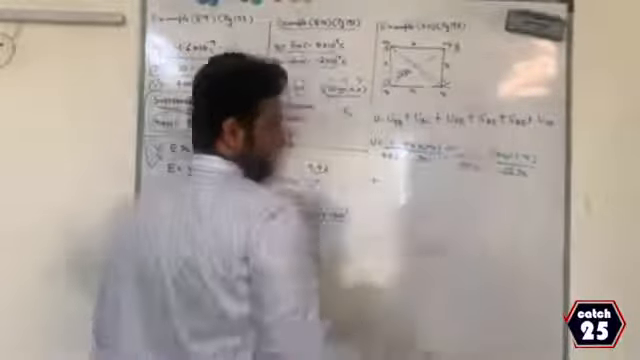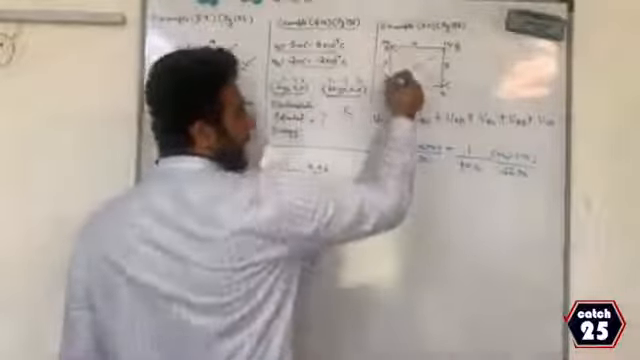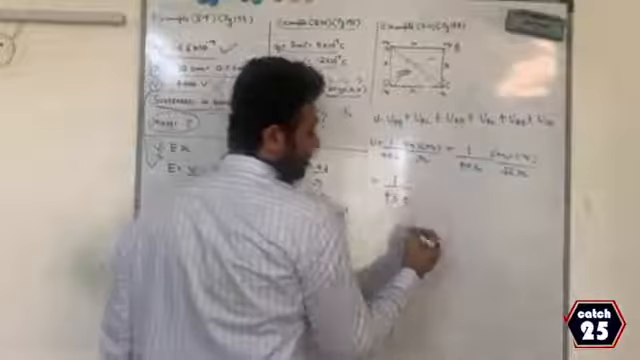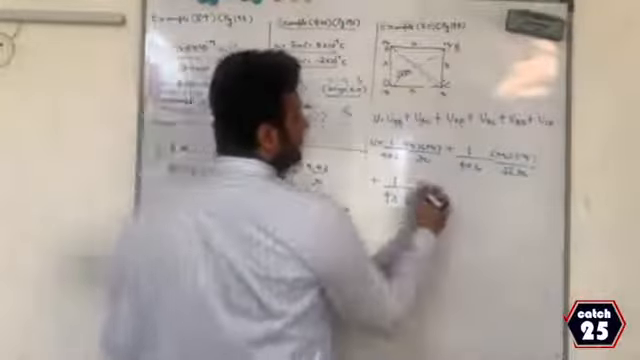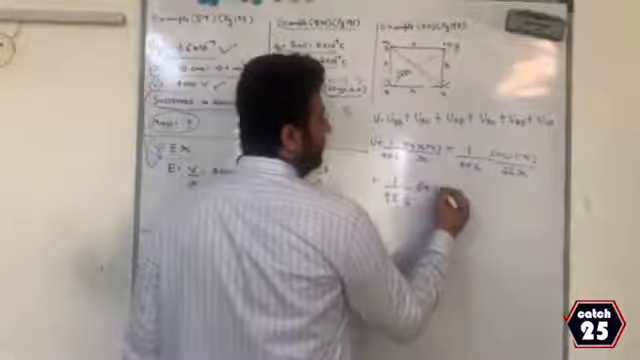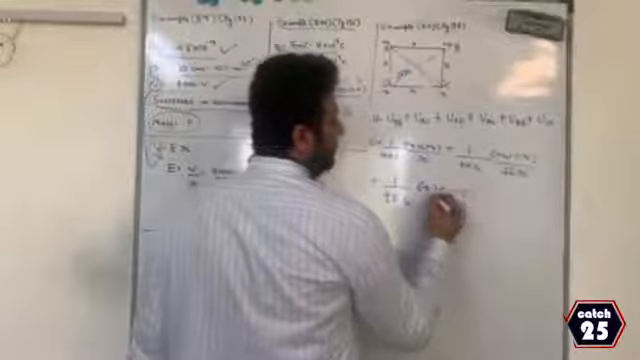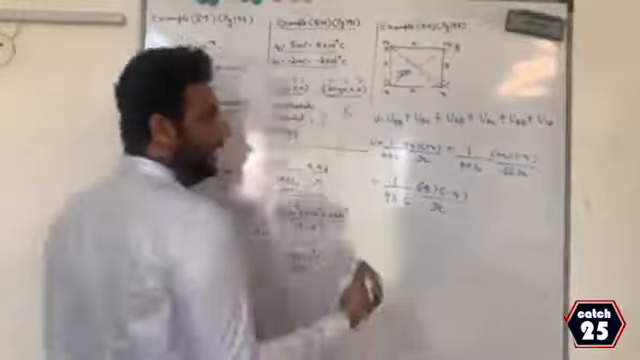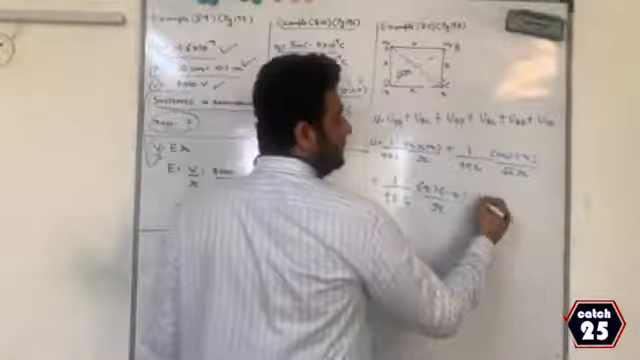A and D. Therefore, 1 by 4 pi epsilon naught. Charge at A is plus Q, charge at D is minus Q, and the distance between them is R. Very quickly we'll go to the next three terms.